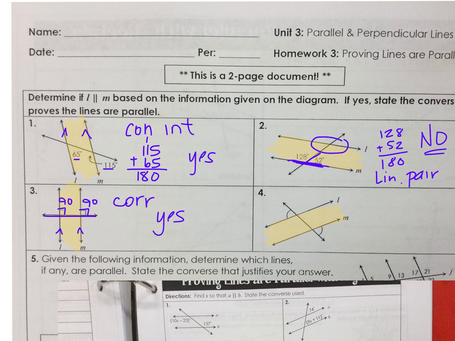Last one. They're the same. They're both outside, and they're on opposite sides. So that would be an alternate exterior. Alternate exteriors are congruent. Those arches tell me they're congruent. So yes, I can prove that those are parallel.